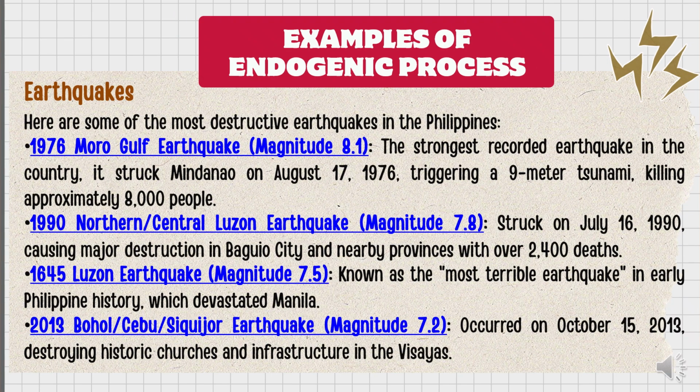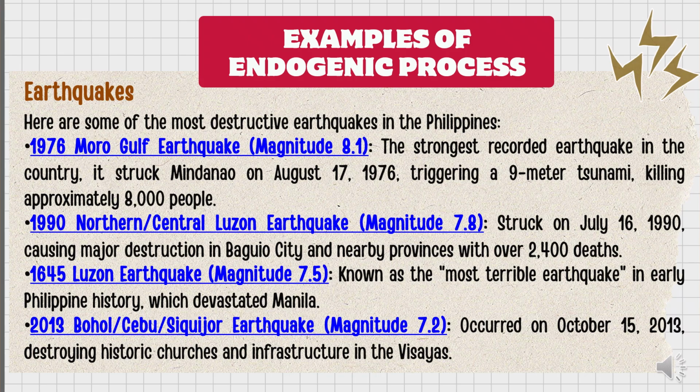Destructive earthquakes in the Philippines, often known as killer quakes or major tremor events, are frequent due to its location on the Pacific Ring of Fire. Here are some of the most destructive earthquakes in the Philippines. 1976 Moro Gulf earthquake, magnitude 8.1, the strongest recorded earthquake in the country. It struck Mindanao on August 10, 1976, triggering a 9-meter tsunami, killing approximately 8,000 people.